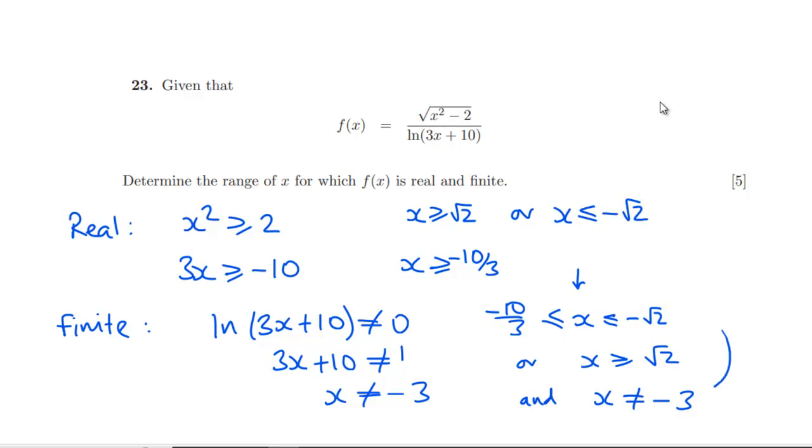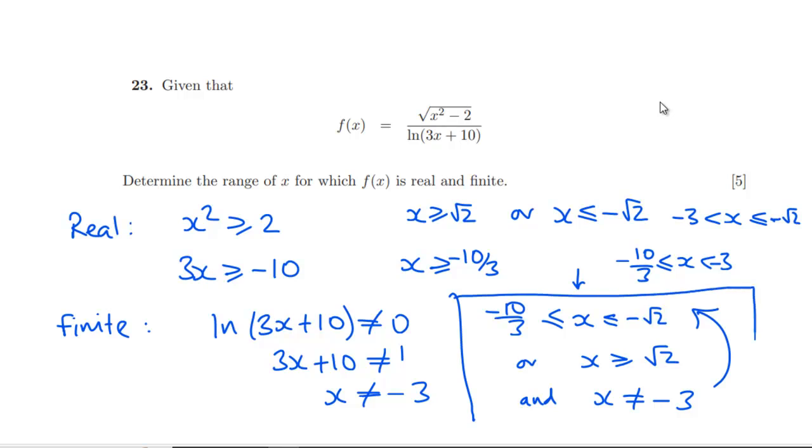So, yeah, I suppose you could split that out again. I don't know whether it's best to write it like this, or if you've written it as greater than or equal to minus 10 over 3 but less than minus 3, and then greater than minus 3 but less than or equal to minus root 2, and then the other bit, whatever way round you want to write it. But anyway, I've got that as the final setup.